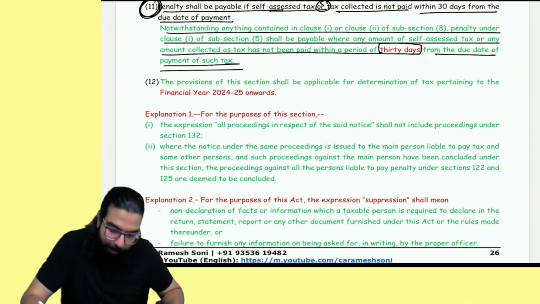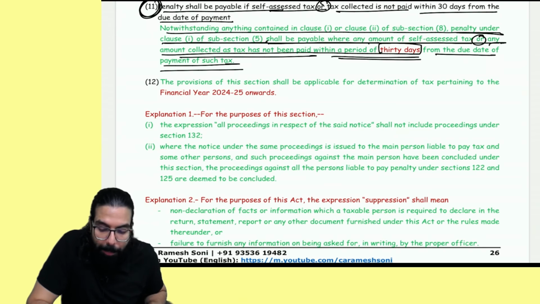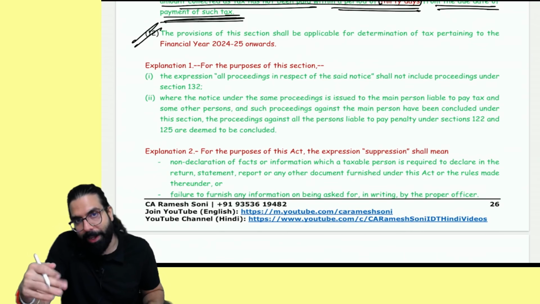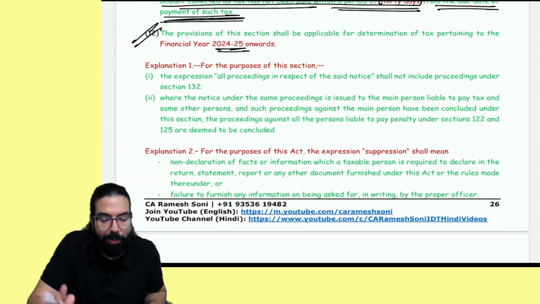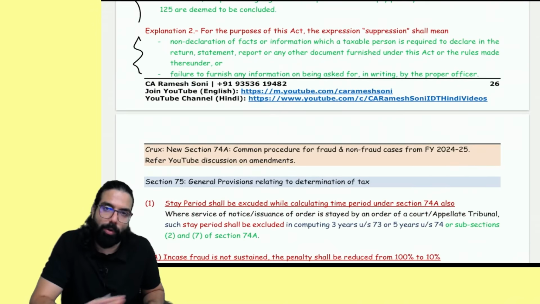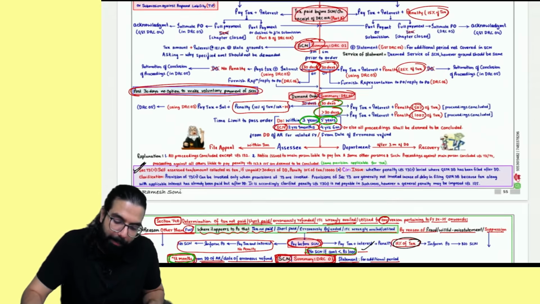Remember this point. That's all they have told. Penalty shall be payable where the amount of self-assessed tax or any amount collected as tax is not paid within 30 days from the due date of payment of such tax. And all these sections which I have told you, 74A is applicable for financial year 2024-25 onwards. These are all the same things which you had already learned. This was already there. What you have to remember, first, very, very important point.